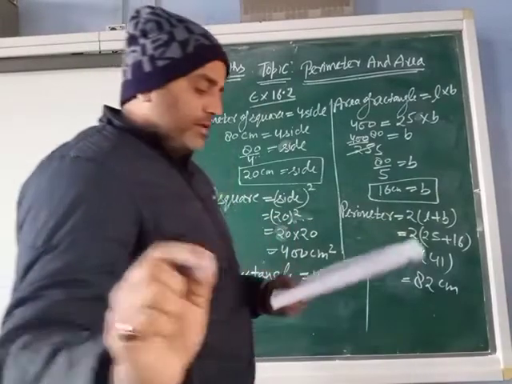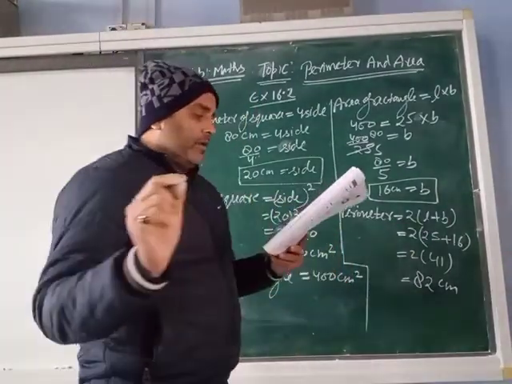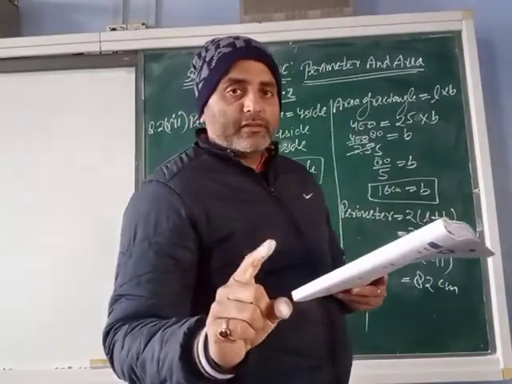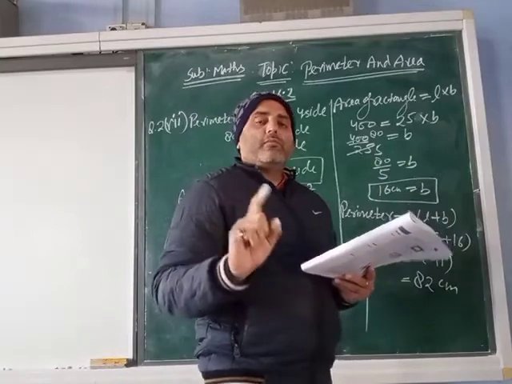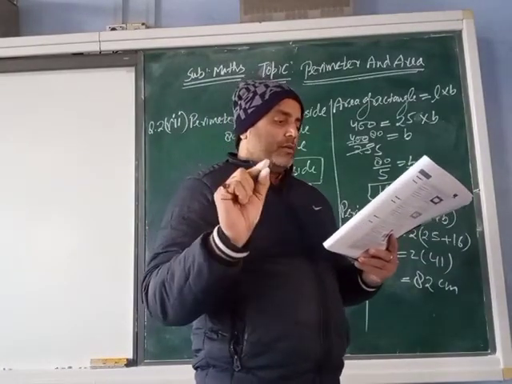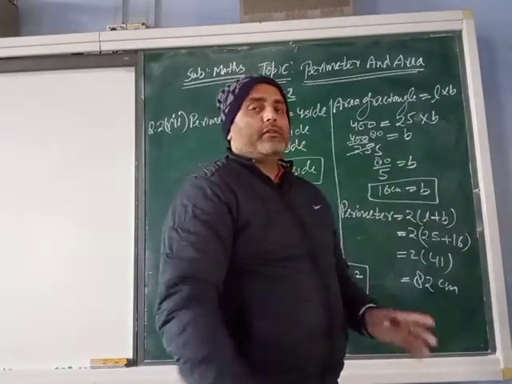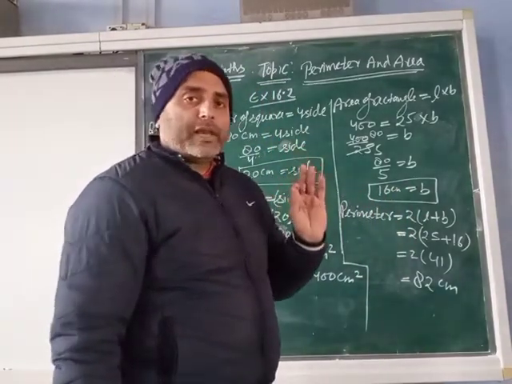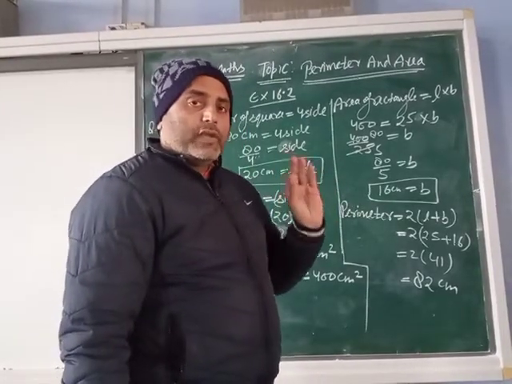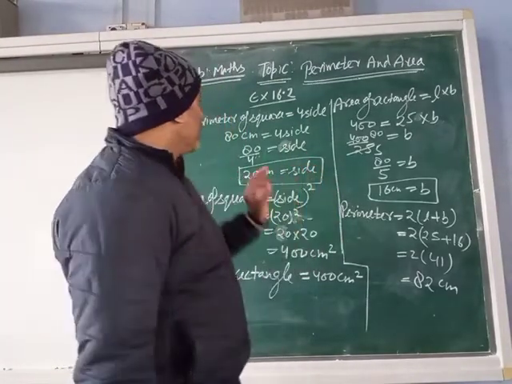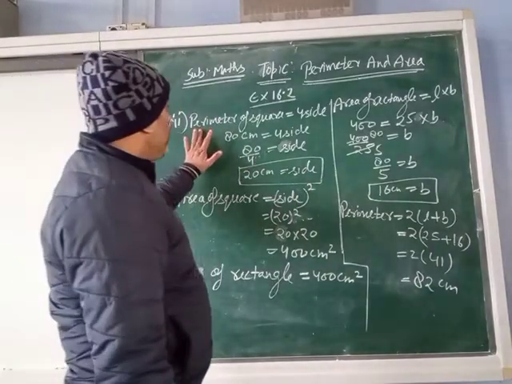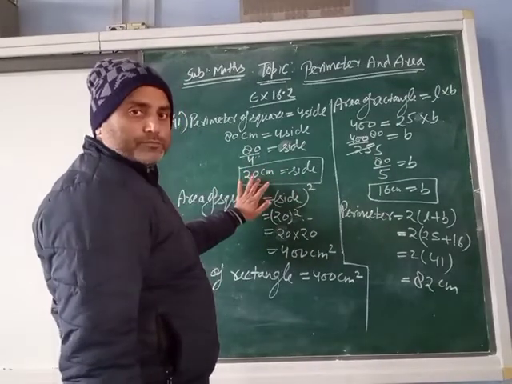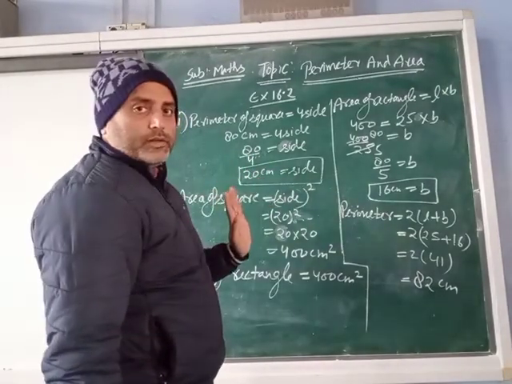Once again, see the question. The areas of a square and rectangle are the same. The question says the area of the square and rectangle are both the same, but the perimeter of the square is 80 centimeter. The question does not give the area of the square or the area of the rectangle. Only the perimeter is given. So first of all, we have to find the side of the square. From the formula, the perimeter of a square is 4 into side, you get the side of the square, that is 20 centimeters.